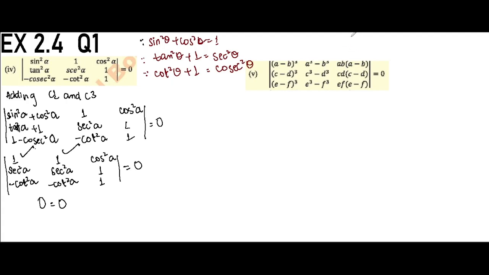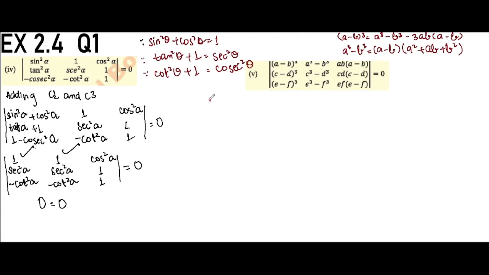Okay, the formulas are (a − b)³ = a³ − b³ − 3ab(a − b). Then we have a³ − b³ = (a − b)(a² + ab + b²). Now we are not going to open this bracket. We are just going to open this formula. There is some reason behind it which you'll understand later on.